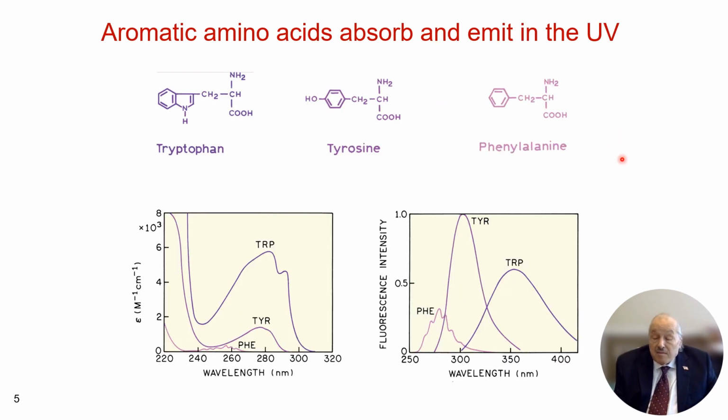The most obvious intrinsic probes are the aromatic amino acids that occur in proteins. In proteins, there are 3 aromatic amino acids: tryptophan, tyrosine, and phenylalanine. As you can see, tryptophan has the longest emission wavelength of the probes, and it turns out to be the dominant emission that's observed from almost any protein.